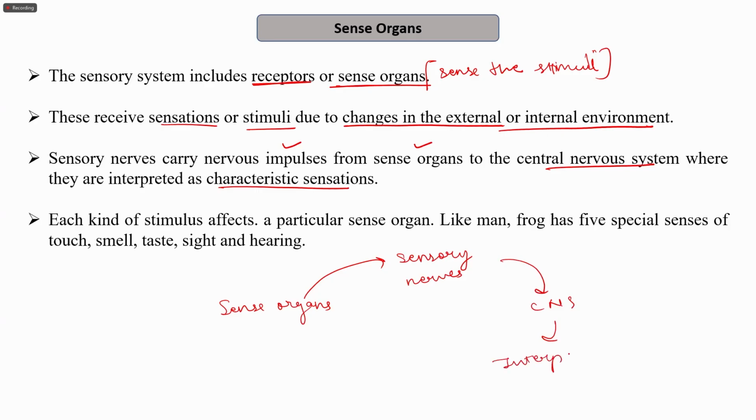That is where the interpretation happens: what we have to do, what action we have to take. Each kind of stimulus affects a particular sense organ. Like man, frog has 5 special senses of touch, smell, taste, sight, and hearing.